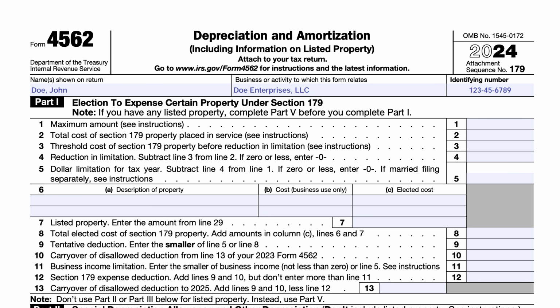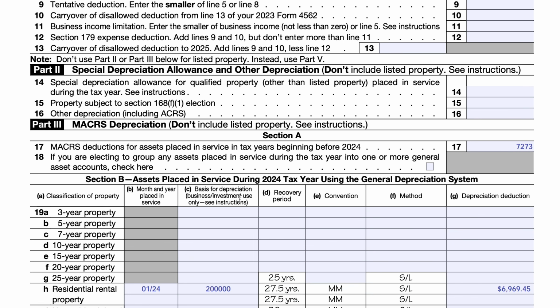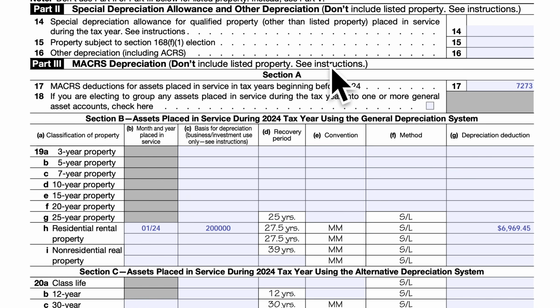Since this form is only being used for this one specific example, we're going to skip the parts of Form 4562 that don't pertain to residential rental real estate. That means Part 1, which is property that you would expense under Section 179. Part 2, which would be special depreciation allowance. We're going to use Part 3, which is MACRS depreciation. We'll walk through that.